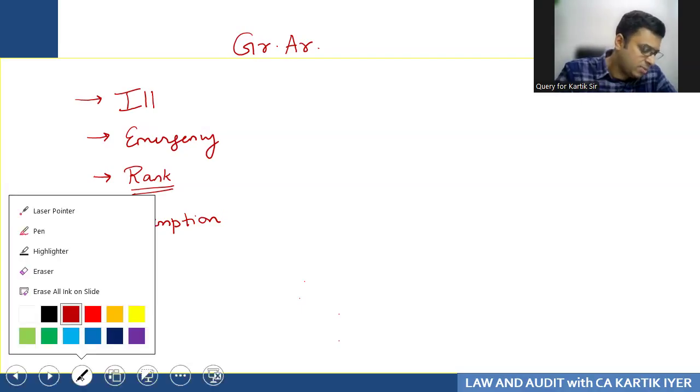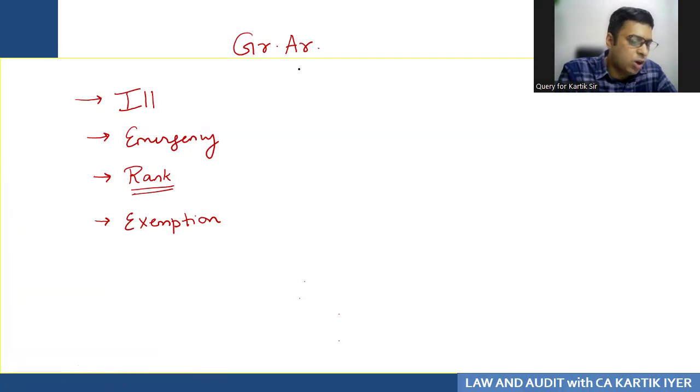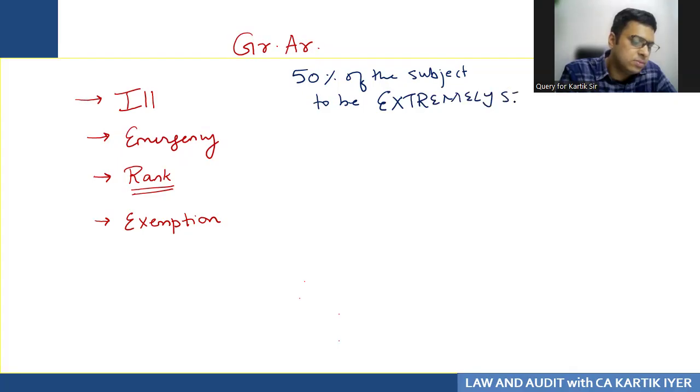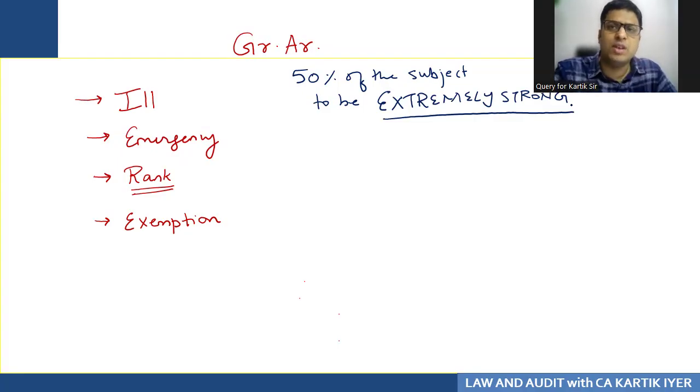Every subject, I want your 50% of the paper of the subject. Let's go subject wise. See what I'm writing: extremely strong. Ideally, 100% should be extremely strong, but we understand that we are giving the CA exam. So I'm giving you a much more conservative percentage, that 50% should be extremely strong.